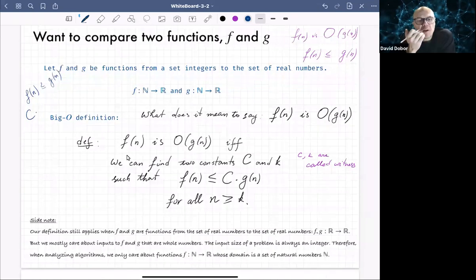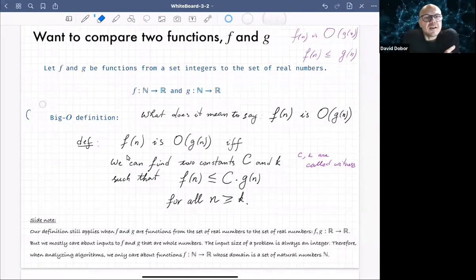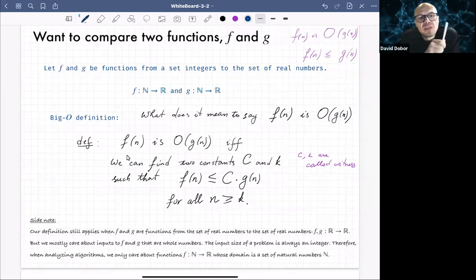Any other remarks? Yeah, I have a question. These witnesses, like C, has to be a positive number? Yes, in our case, they will be positive numbers. C and K are strictly positive. In fact, K is greater than or equal to 0, but C is positive. So yes, that's a good point. This definition also applies in a more general case for real functions, and there the definition can involve slightly more symbols.